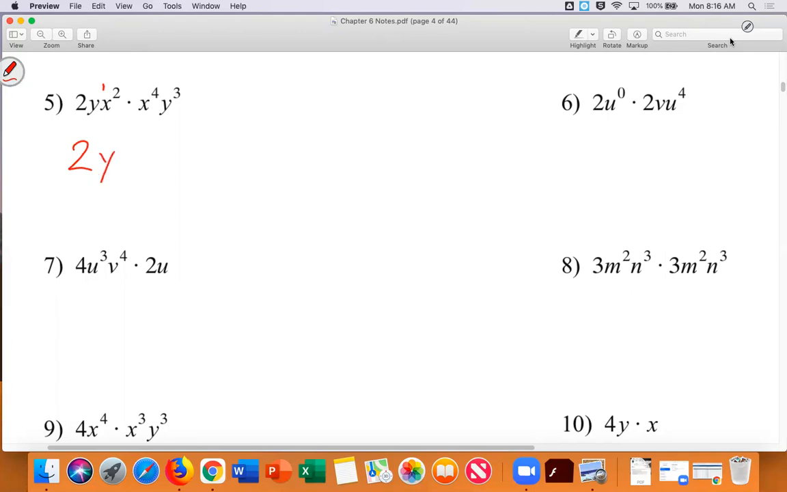Now, if I have y to the 1st and a y to the 3rd, what do I do with the exponents? I add them, and it's to the 4th. Okay? So I have numbers, y's, and now I have to deal with the x's. I have x to the 2nd and x to the 4th. That's x to the 6th. Okay? Now, if you're kind of like me, it kind of irks me a little bit to write y's before x's. Like I said, I write it alphabetically. You can reverse that, and this is also an acceptable answer.